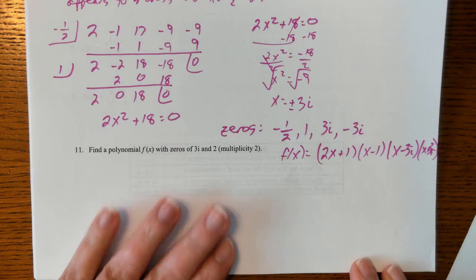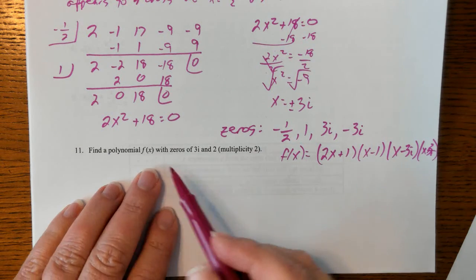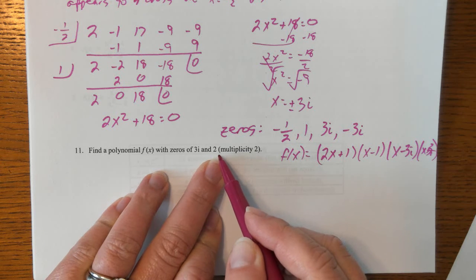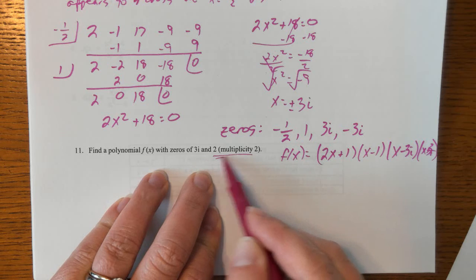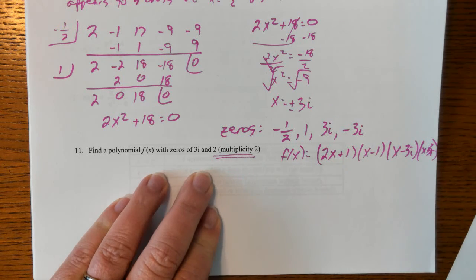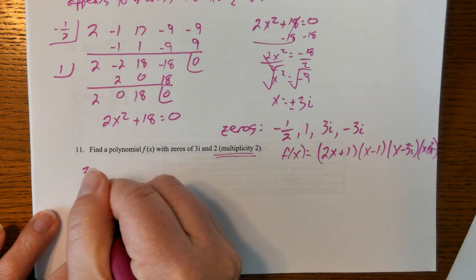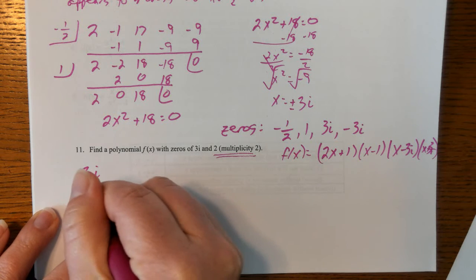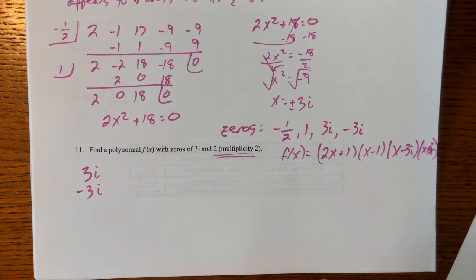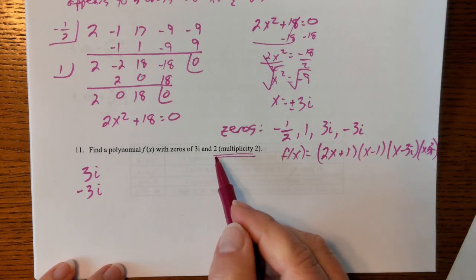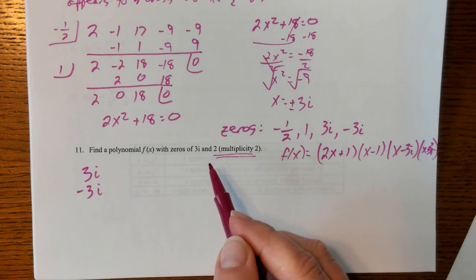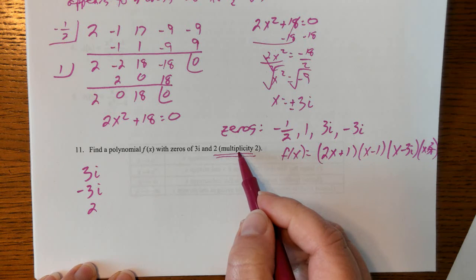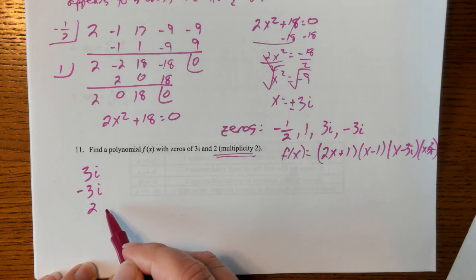Okay, number 11. Find a polynomial f of x with zeros of 3i and 2. And notice they said that the 2 has a multiplicity of 2. That means it gets used twice. Okay, well, if one of the zeros is 3i, that's an imaginary number. So there's going to be another one with negative 3i. Okay, and notice that 2 is our other 0. So 2 is a 0, but it's got a multiplicity of 2. That means we use it twice.